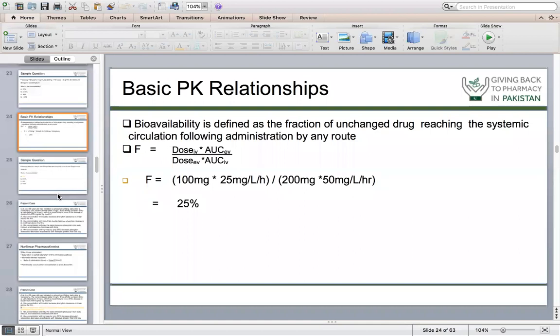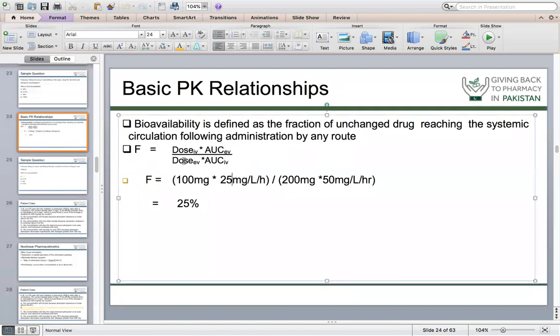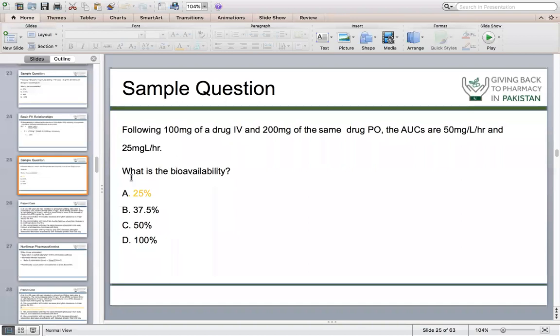What is bioavailability? It's defined as the fraction of unchanged drug reaching the systemic circulation following administration by any route, right? So this is the equation you need to memorize, and you can be tested on this concept and equation, okay? So we are given the values, we'll simply substitute these values in this formula, and we'll get 25%. So what is the right answer? 25%. Okay.